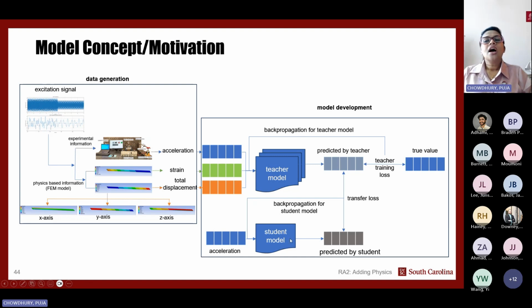Then here is a student model, which is a lightweight model, where we don't need to use any type of physics data, we only use acceleration data. And then we have the prediction. But for this prediction, we make the loss measurement not with the truth value, but we compare the loss function with the output of this teacher model and do the backpropagation. That's how we make the student model give the best performance. That's how the information from the teacher is transferred to the student model. That's how it makes the transfer learning approach here.